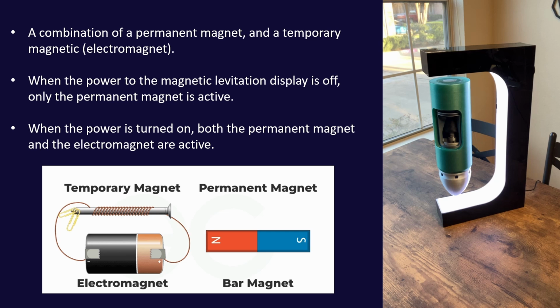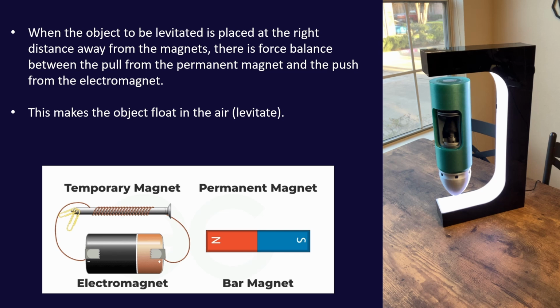When the power is turned on, both the permanent magnet and the electromagnet are active. And you can see the adjusting dial on the side of the magnetic levitation display. That is adjusting the strength of the electromagnet. The permanent magnet is the same no matter what, but the electromagnet is what is being adjusted when you turn the dial to adjust to the weight of the display item. When the object to be levitated is placed at the right distance away from the magnets, there's a force balance between the pull from the permanent magnet and the push from the electromagnet. And this is what makes the object float in the air, levitate.